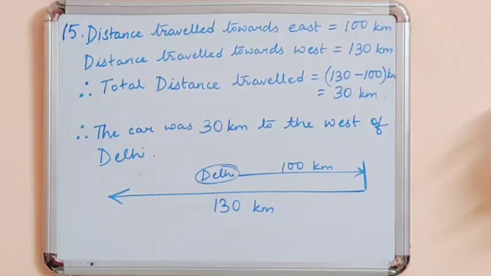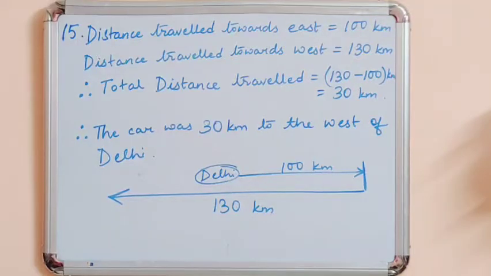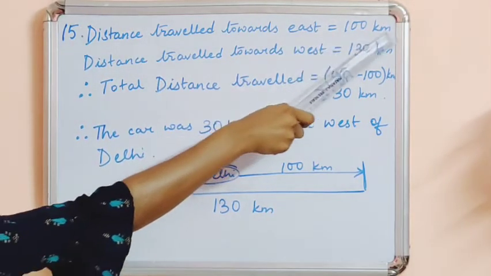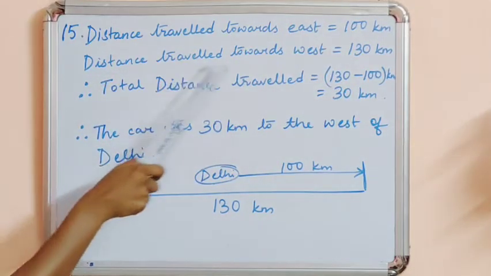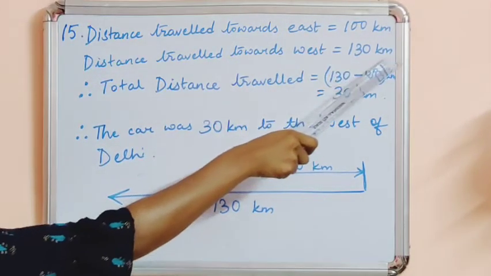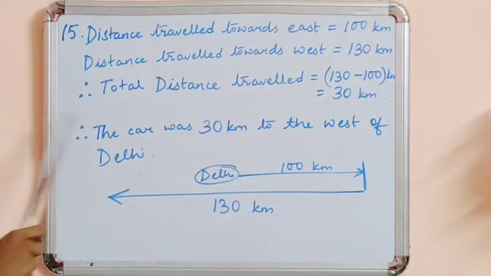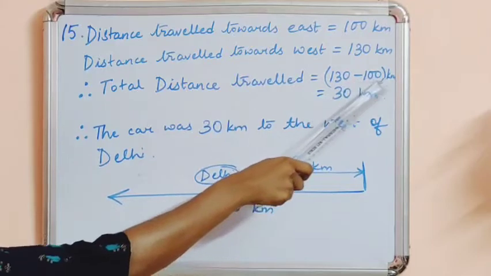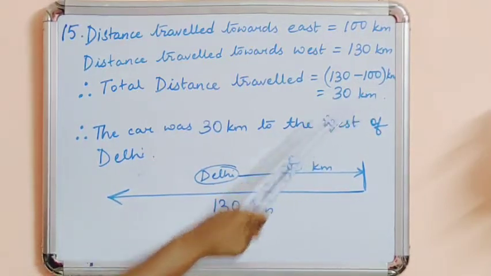Now look at question number 15. A car travelled east of Delhi by 100 km and then to the west of it by 130 km. How far from Delhi was the car finally? So distance travelled towards east is equal to 100 km and distance travelled towards west is equal to 130 km. So therefore the net distance will be 130 minus 100 km, that is equal to 30 km.